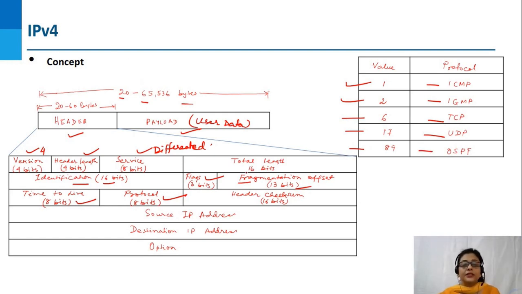Then we have the 16-bit header checksum, followed by the 32-bit source IP address, then the 32-bit destination IP address, followed by the options field. So this is the frame format of IPv4.